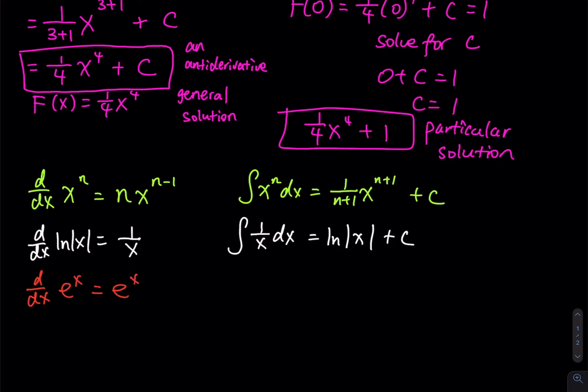And then the next one, the derivative of e to the x is e to the x. It doesn't matter how many times you take the derivative. So therefore, the integral of e to the x dx is just equal to e to the x plus c. Again, when you do an indefinite integral, you have to add plus c every single time. The plus c is not optional.